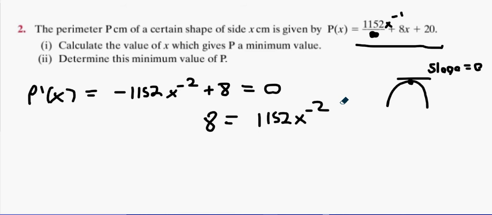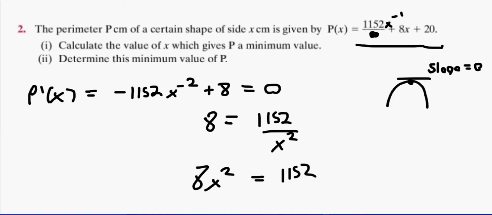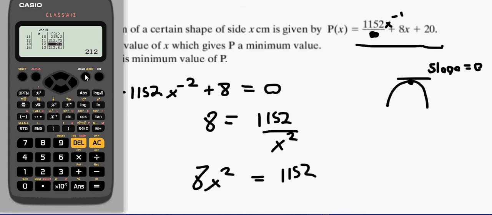That x to the minus 2, what can I do with it? I can put it over x squared. So we get 8x squared equals 1152. 1152 divided by 8. Square root it. Oh, the answer was 12. Right, that's grand.